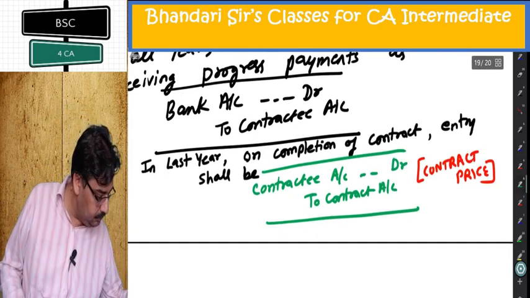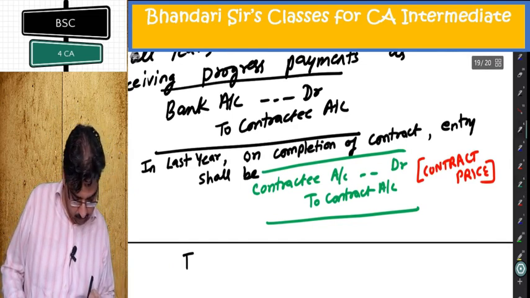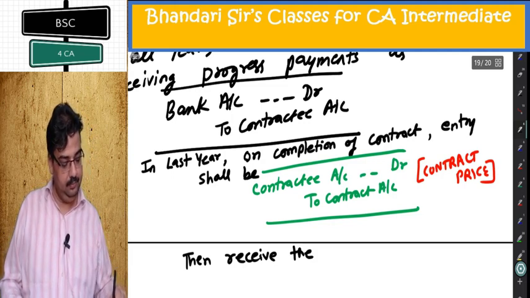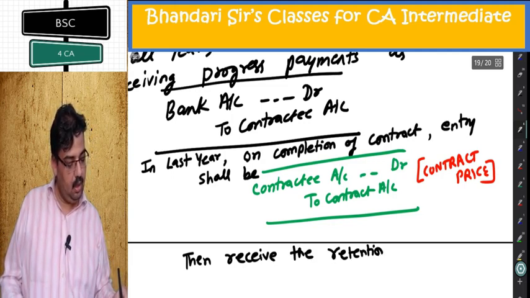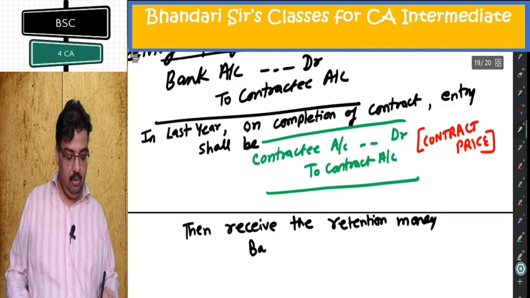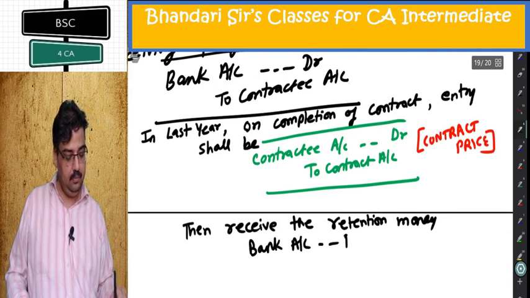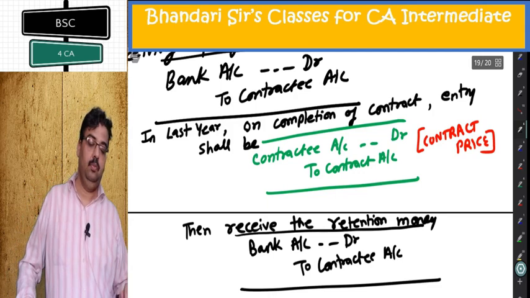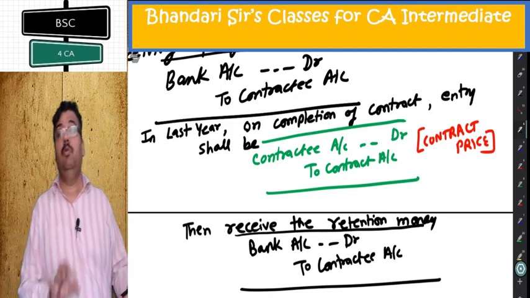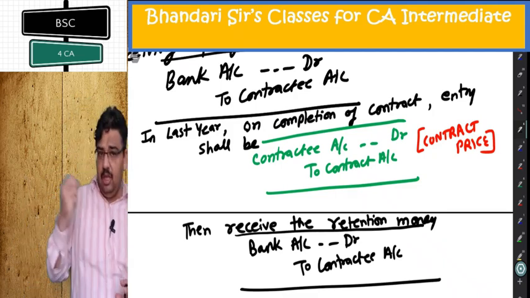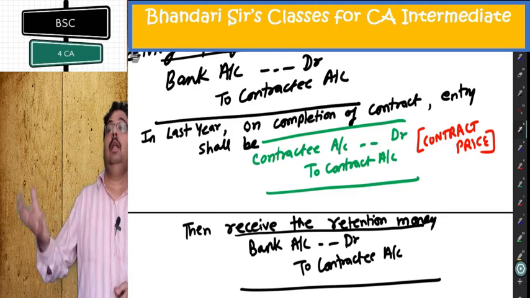Then you receive the retention money. The entry is bank account debited to contractee account. Now, very simple, the contractee account will be closed once the retention money is also received. So every year you are passing the entry bank to contractee, bank to contractee, bank to contractee.